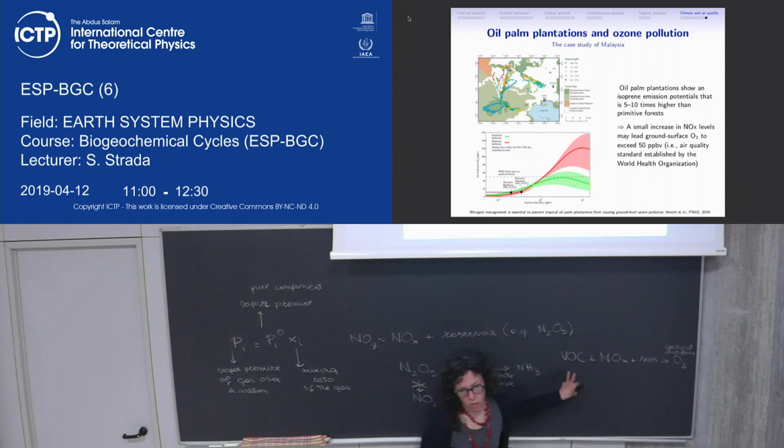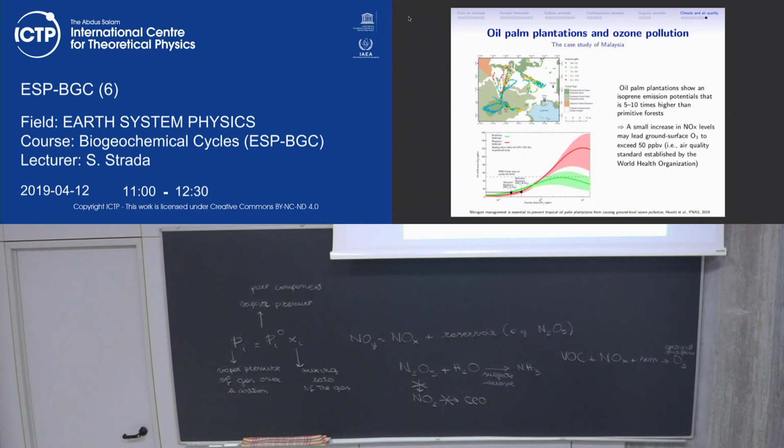So we are increasing this, and together with oil palm plantation, the area is also changing because we start introducing more transport, more industries. Also, the NOx concentration may vary. And so here what they show is the mixing ratio of ozone as a function of the mixing ratio of nitrogen oxide, NOx. And they have two scenarios.